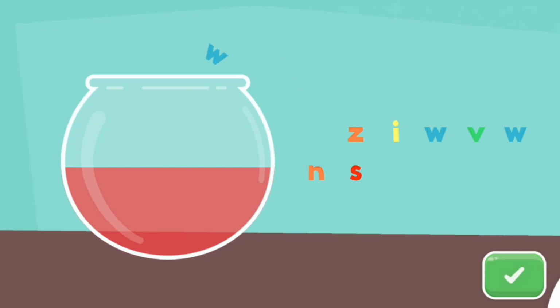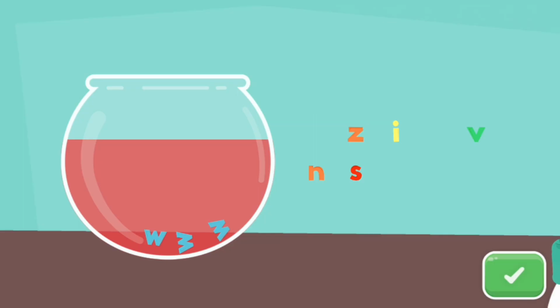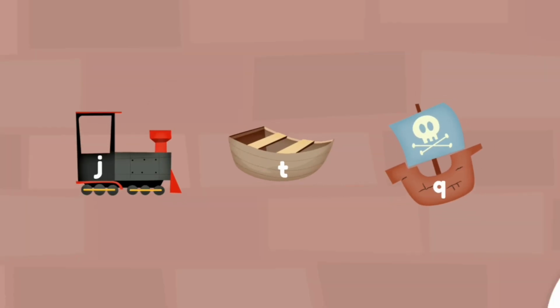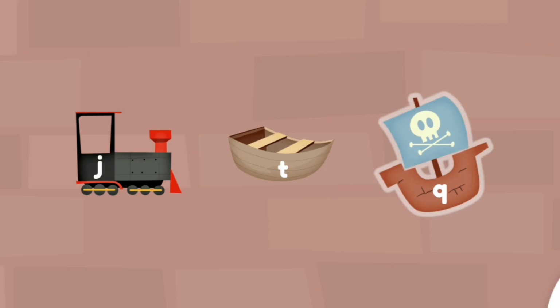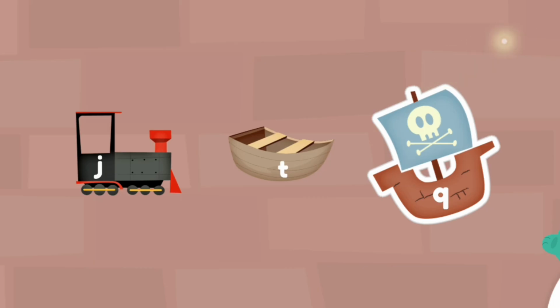W. Great! You put the letter W into the bowl. Which one has the letter Q? Tap it. Q. Great job!